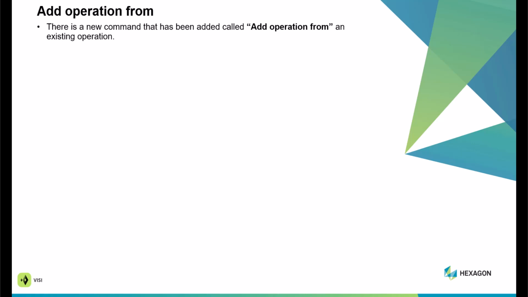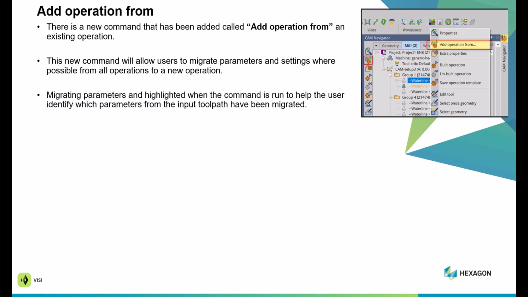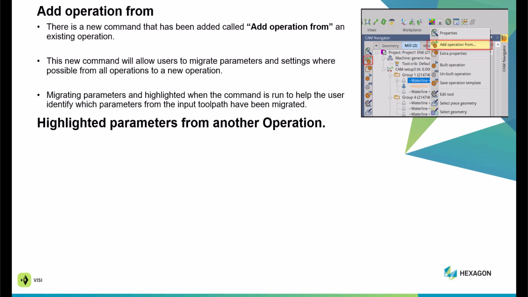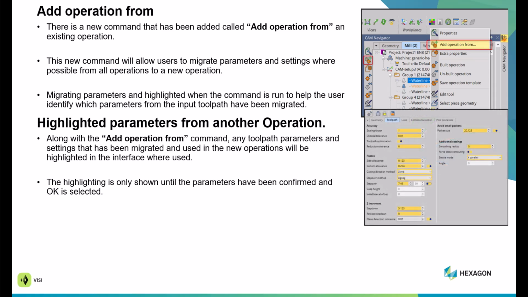Add operation from. This is a really big enhancement request. Add operation from is a brand new command that is very powerful, allowing you to basically transfer settings from one operation to another. As an example, you could run a roughing operation and then add operation from, transferring the settings from a roughing operation into a raster, migrating parameters. What's going to happen is when you migrate those parameters, the parameters will show up highlighted in the other operation. So as you can see here, when you use the add operation from, the parameters that are being changed are highlighted.